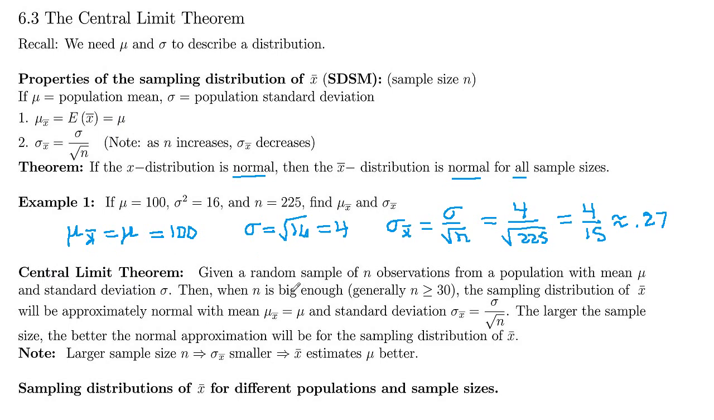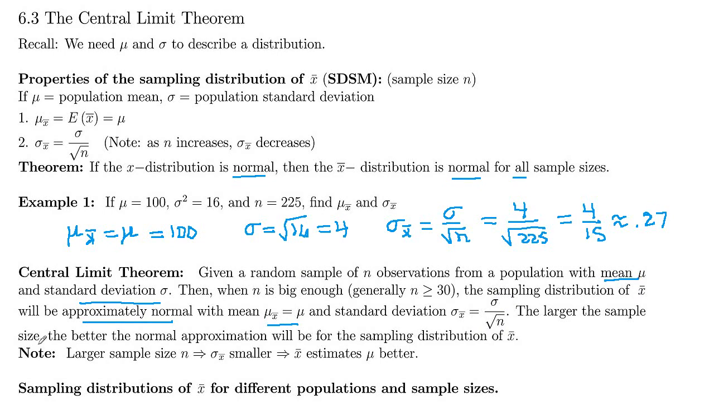So the central limit theorem says that if you're given a random sample with n observations, so sample size n, from a population with a mean of mu and a standard deviation of sigma, then when n is big enough, and that generally means n greater than or equal to 30, although that's not a hard and fast rule, then the sampling distribution of X bar will be approximately normal with a mean of the original population and a standard deviation of sigma over square root of n.